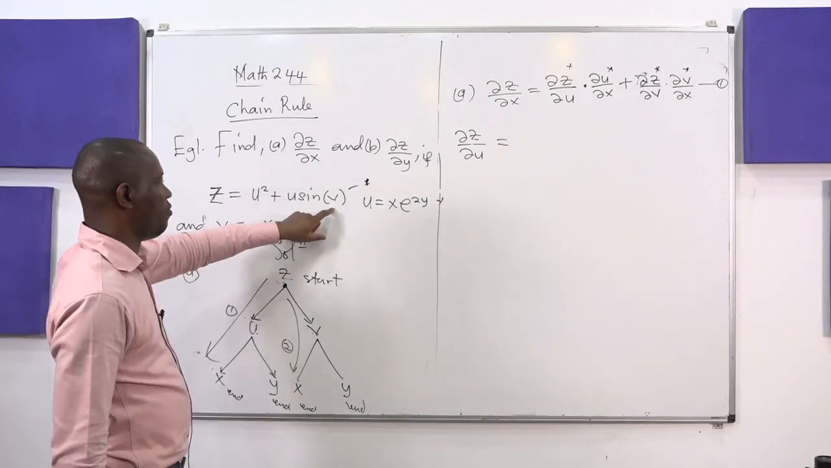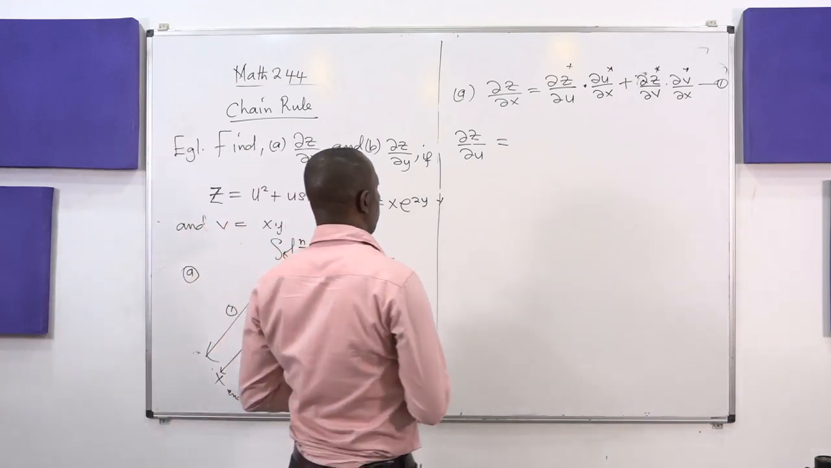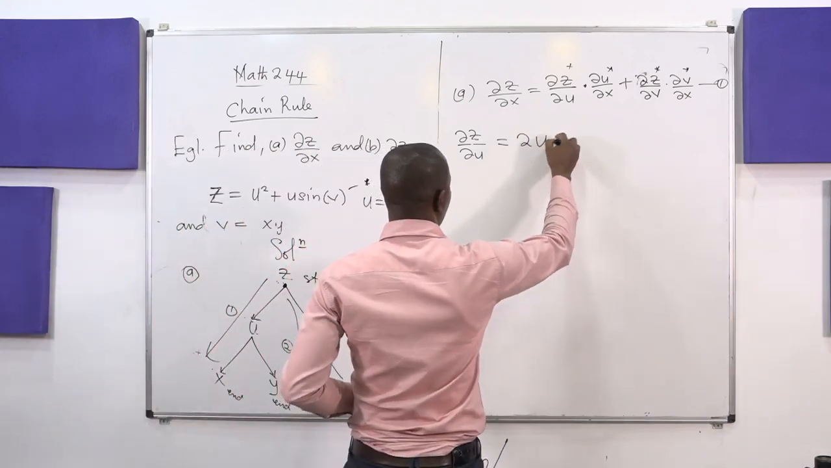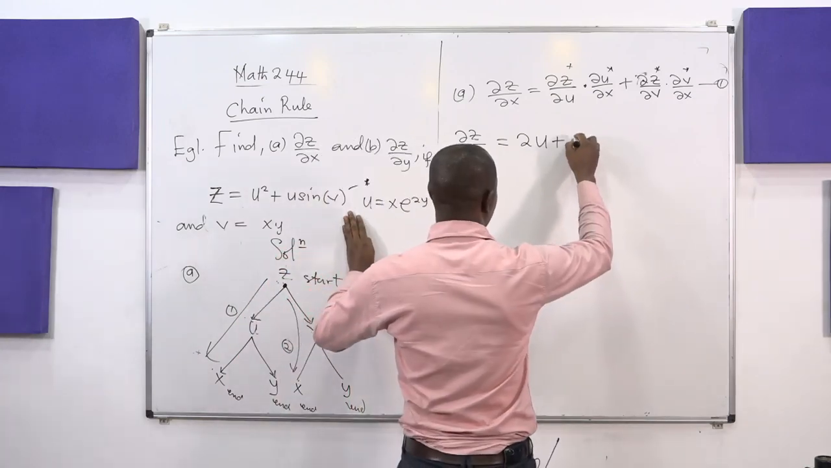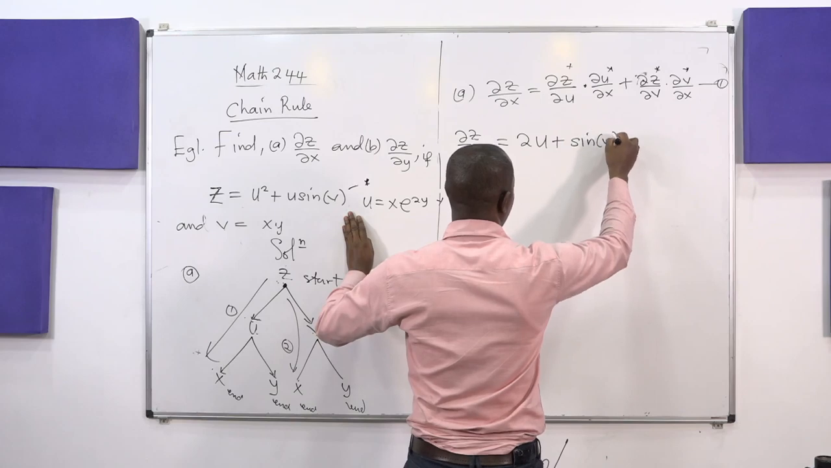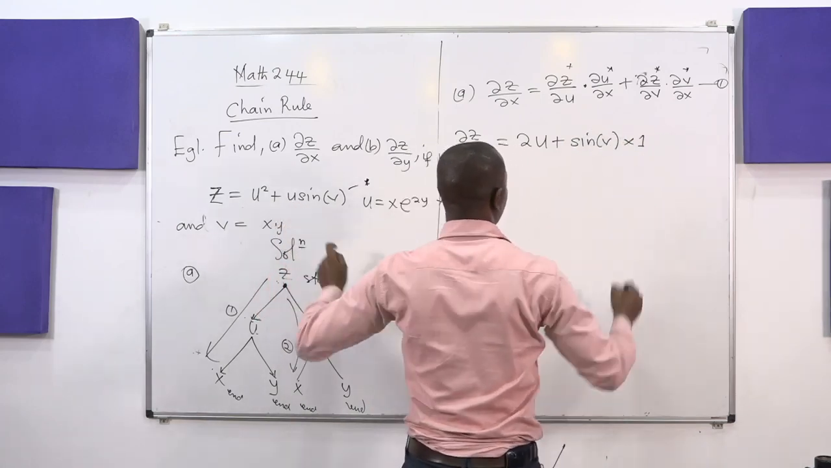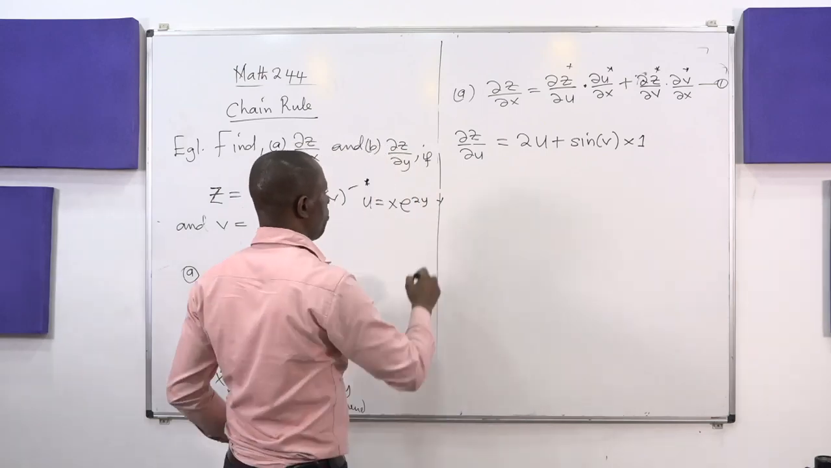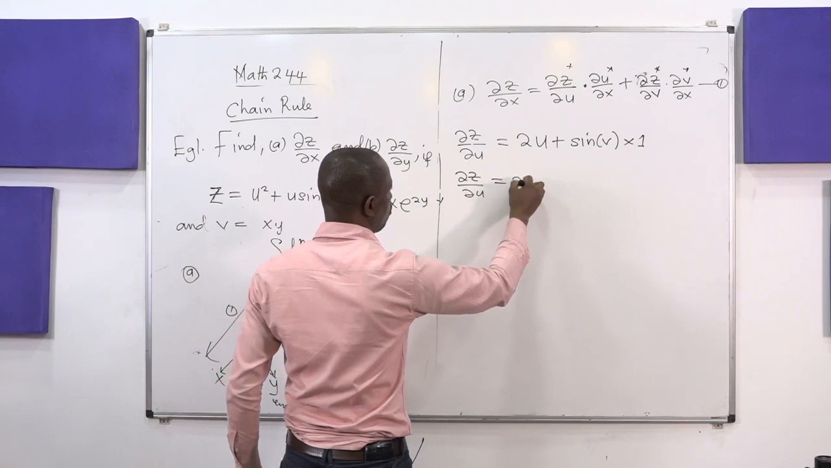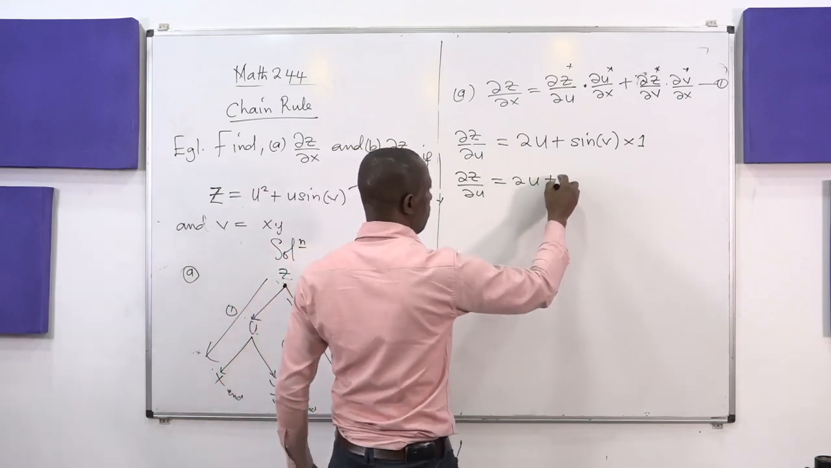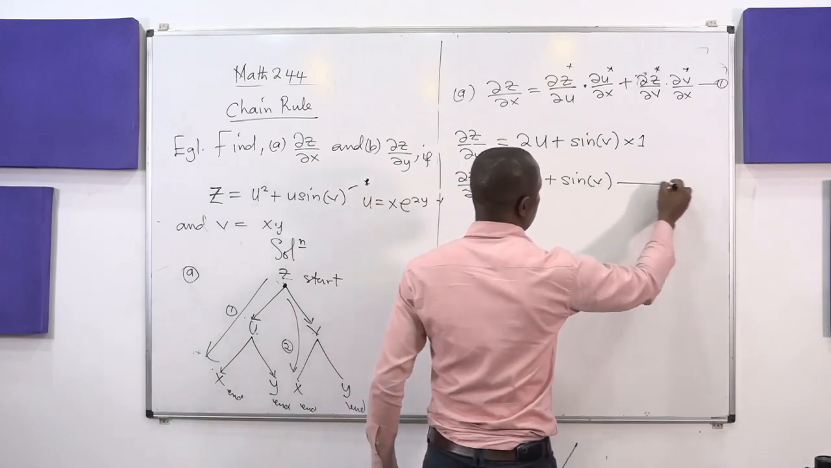So once I'm differentiating partially with respect to u, look at the v in it. The v is a constant, and v is paired by a sine sign. So I differentiate u squared, I'll get 2u plus, since this sine v is a constant. Then I'll differentiate u, I'll get 1. So my partial z with respect to u is 2u plus sine v, equation 2.